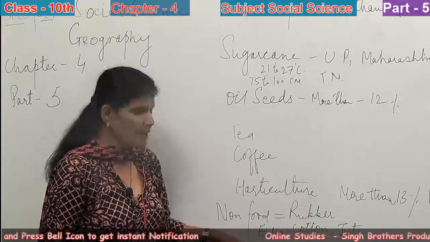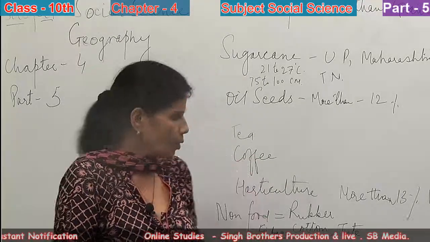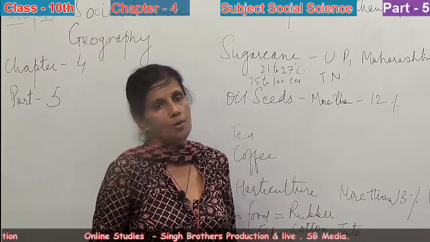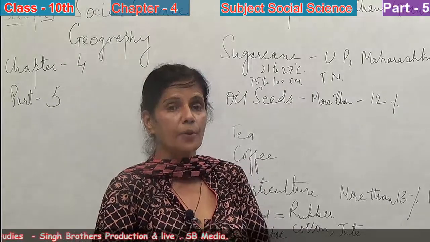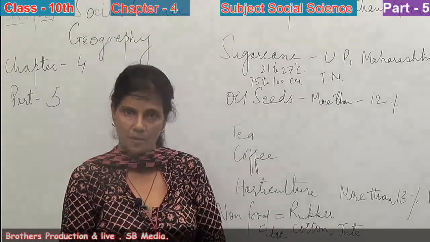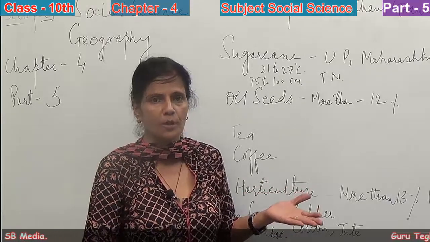So then we have fiber crops. In the fiber crops, we have two segments, cotton and jute. Cotton, you know, India is known to be the original home of cotton, and India produced the world's best quality cotton. And this was the attraction for the European countries to come to India.